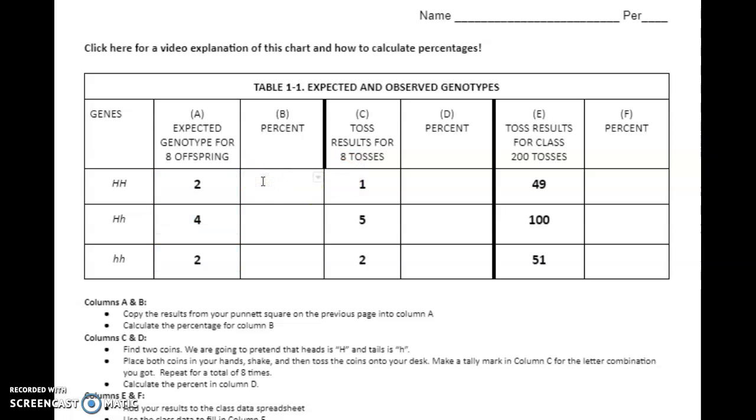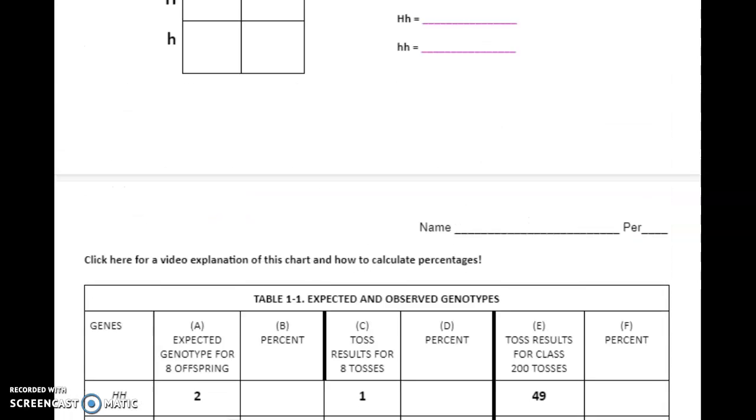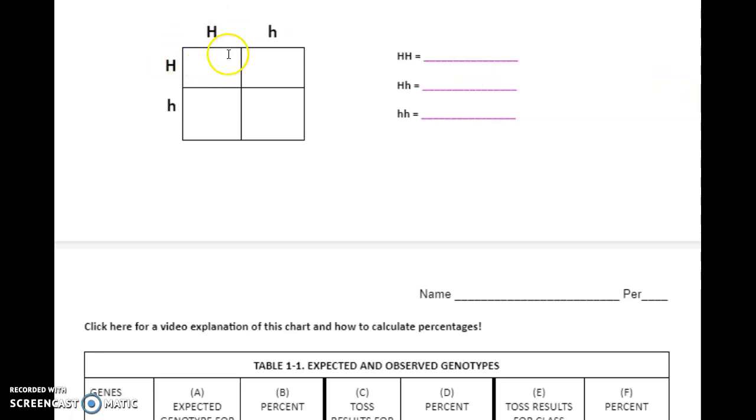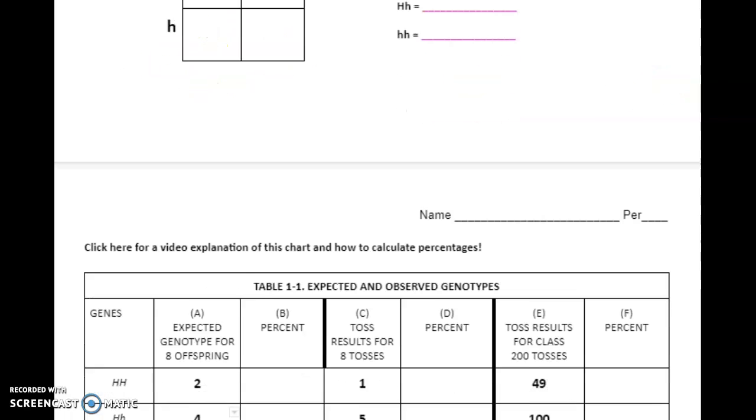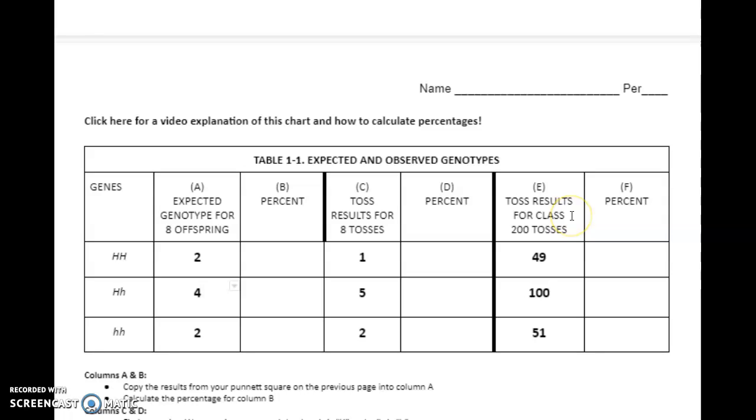Now what we have to do is calculate the percentage. So remember, we have to take the number divided by the total times 100. Here I've got 2. I've got 8 offspring total. So 2 divided by 8 times 100. Here I would have 4 divided by 8 times 100. You could also just look at your Punnett square here and you know 1 out of 4, so that's 25%. That would be fine as well, okay?